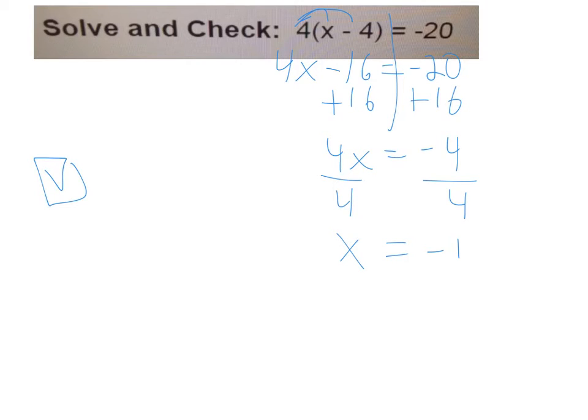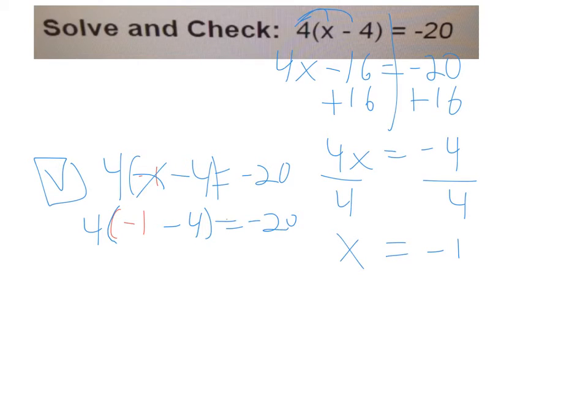You could check this. You would just go ahead and plug it in. Oops, actually, you first rewrite the problem. Shame on you, Mr. Schwartz. Then we plug it in. Then we do the parentheses because we just follow the order of operations. So that's going to be a negative 5 in the parentheses. 4 times negative 5 is negative 20. So negative 20 will equal negative 20.